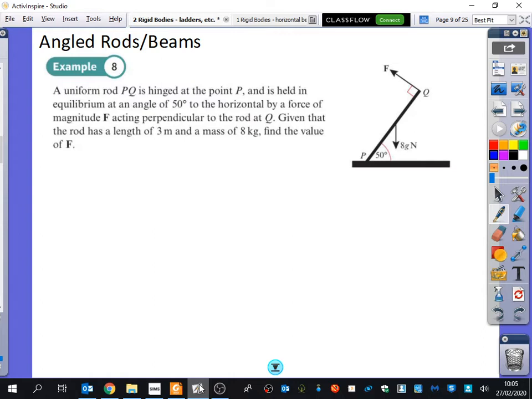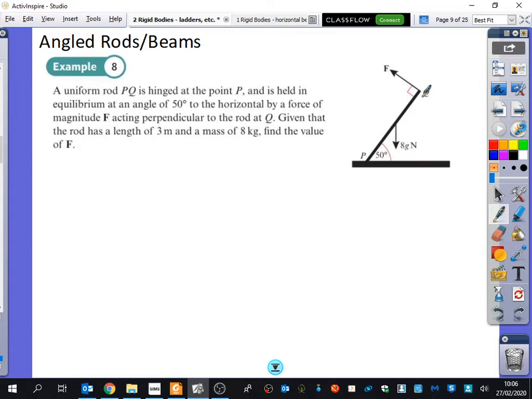So this one says, a uniform rod, PQ, is hinged at the point P. Hinged meaning it's been kind of screwed into the floor. It's got a door kind of hinge so that it can move up and down. And it's held in equilibrium at an angle of 50 degrees to the horizontal by a force of magnitude F, which is acting perpendicular to the rod at Q, just like it's shown in the diagram. Given that the rod has a length of 3 meters and a mass of 8 kilograms, find the value of F.